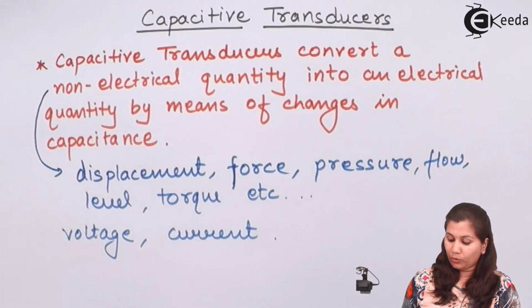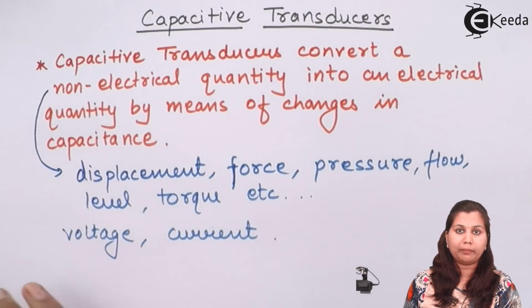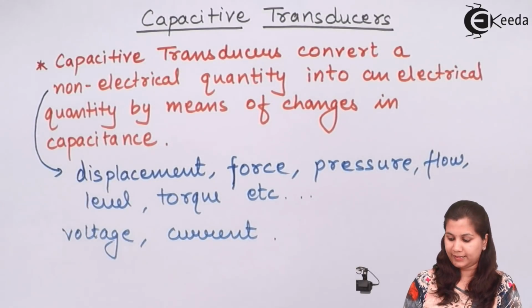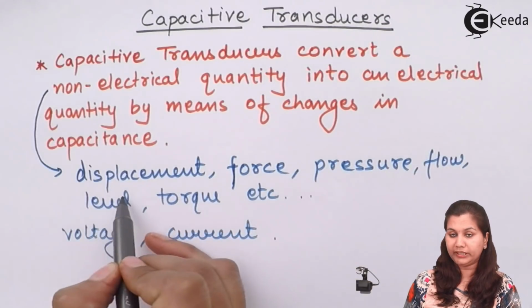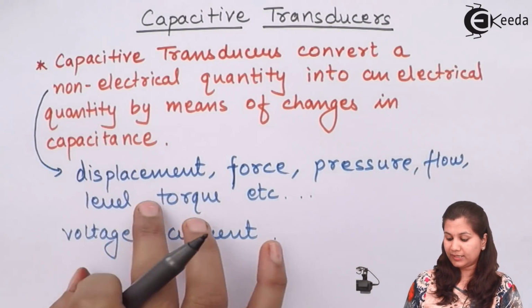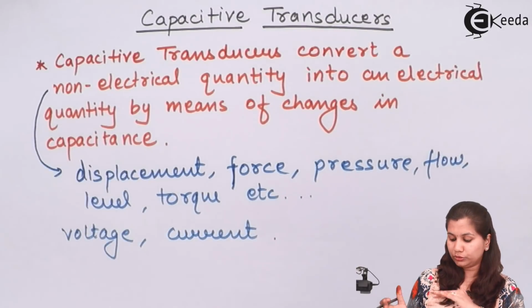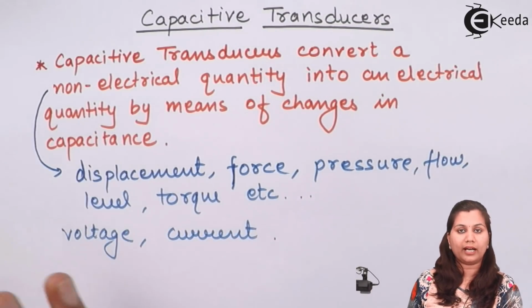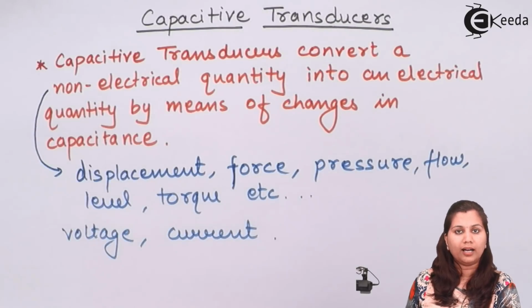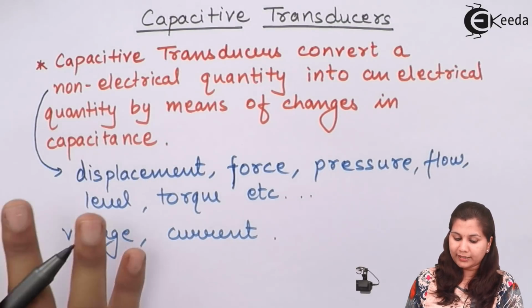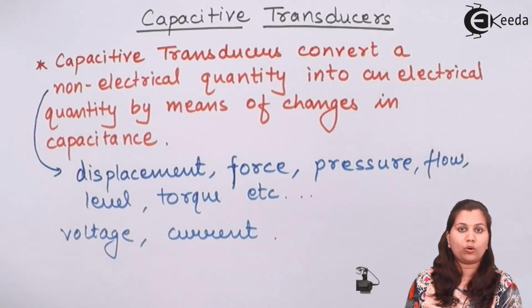Okay. Now how are they converted? By means of changes in the capacitance. Due to the changes in these physical quantities, the capacitance is going to change, and due to that the voltage or current is generated in the output. So that is what a capacitive transducer is.